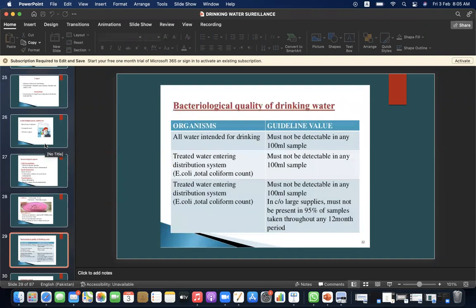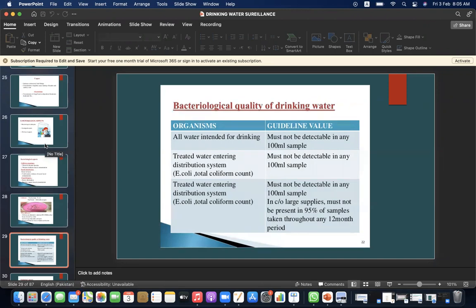Bacteriological quality of drinking water organisms. All water intended for drinking: guideline values must not be detectable in any 100 ml sample. Treated water entering the distribution system: E. coli, total coliform count must not be detectable in any 100 ml sample.